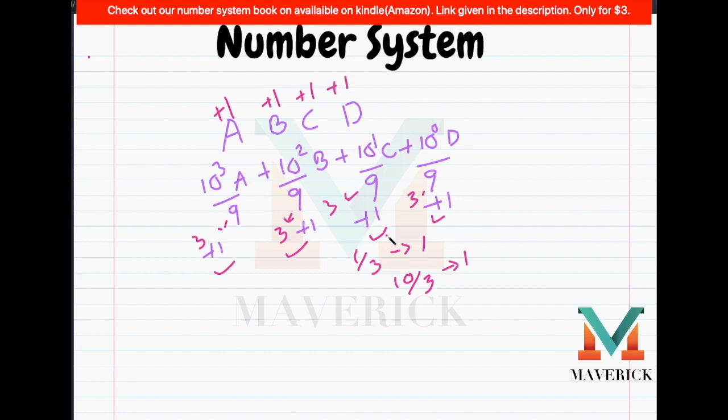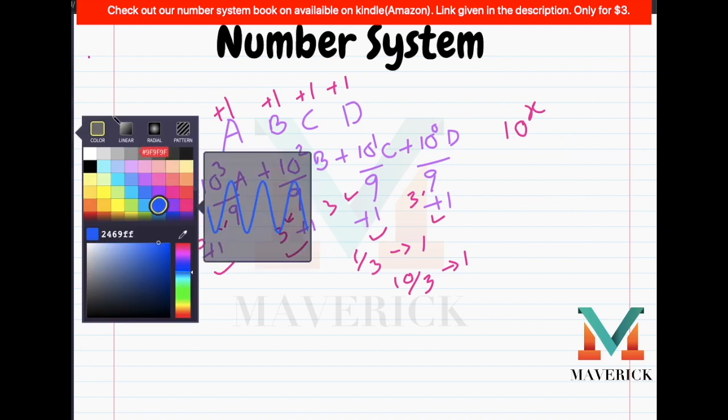What is the rule? Sum of the digits. That I am sure all of you know. But why do we use the sum of the digits? Because any power of 10 divided by 3 or 9 will leave a remainder of plus 1. Any power of 10. That's why in our expression, I can simply write it as 10 raised to x. This is any power of 10.